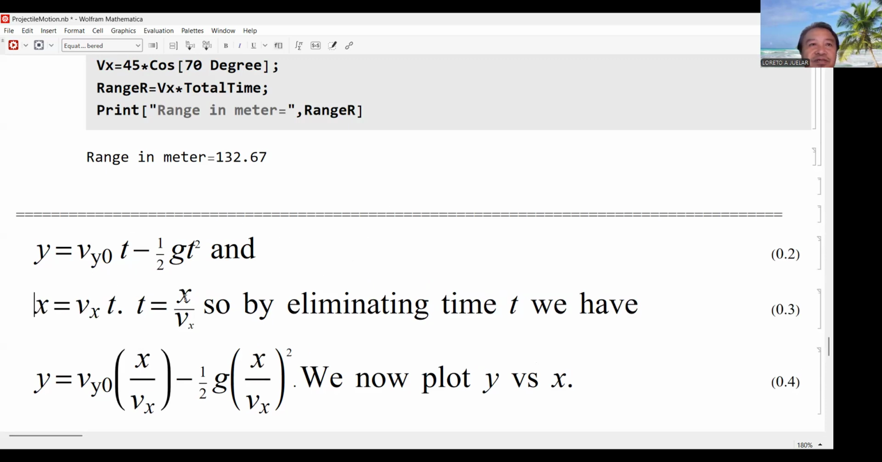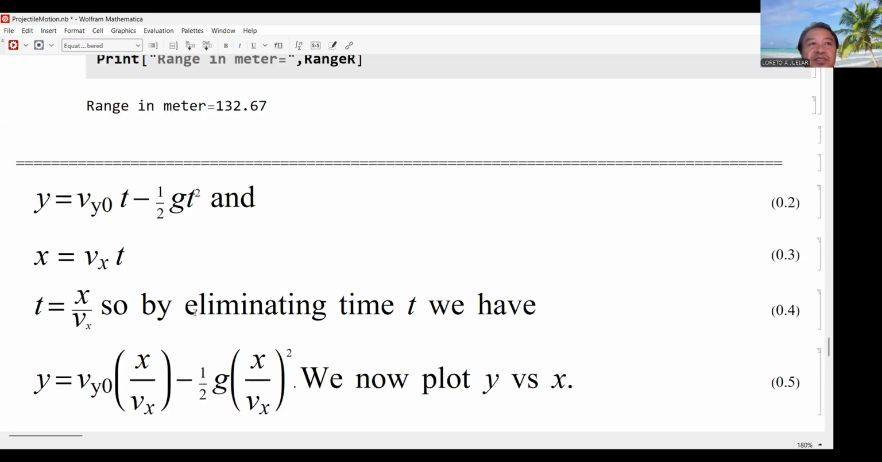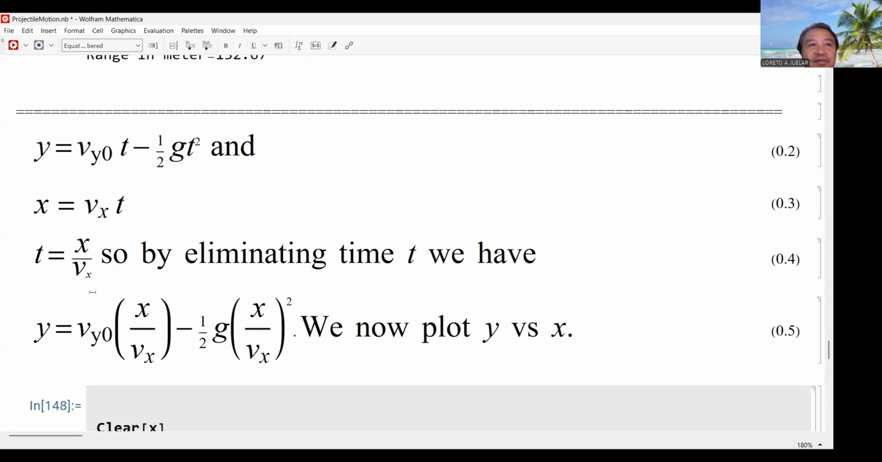So what we are going to do is eliminate the time t in this equation. We have the parametric equations. So these are the two parametric equations, and we are going to eliminate the t here. So solving for the time here and substituting in these equations, we have this.